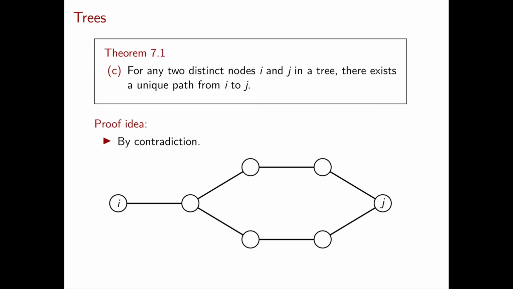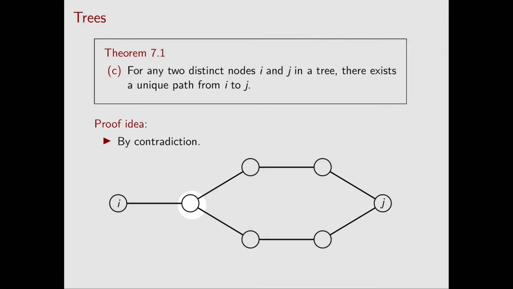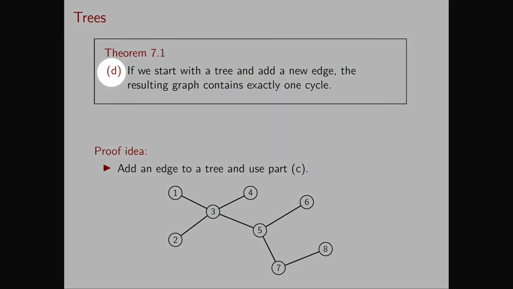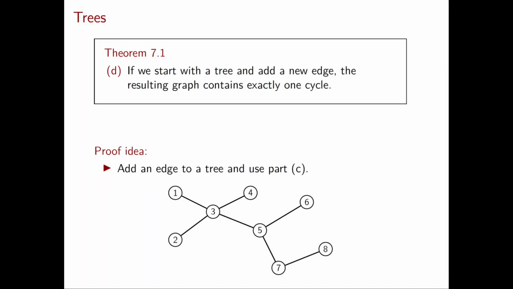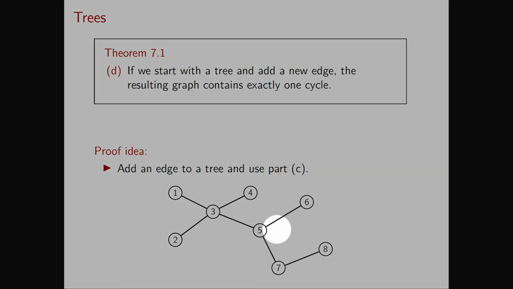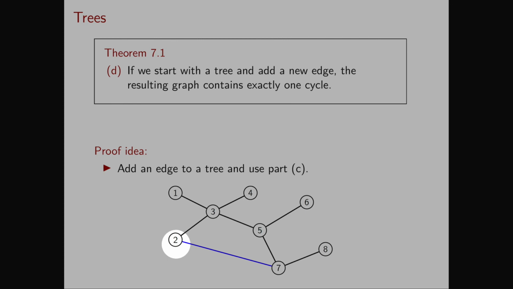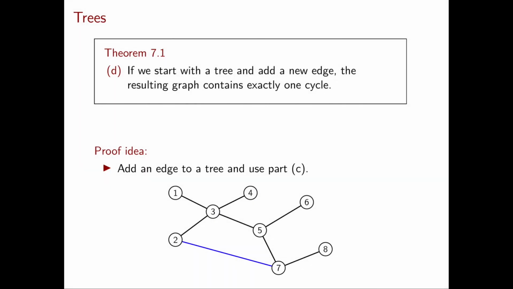I leave it as an exercise for you to formally prove that these two paths can be used to construct a cycle. Such a cycle is therefore also contained in our tree. Of course, this is a contradiction because our tree doesn't contain any cycle. Finally, we prove D. We need to show that if we have a tree and add a new edge, the resulting graph contains exactly one cycle. Let's visualize it here in the example below. In this picture we have a tree, so let's add the new edge 2, 7.